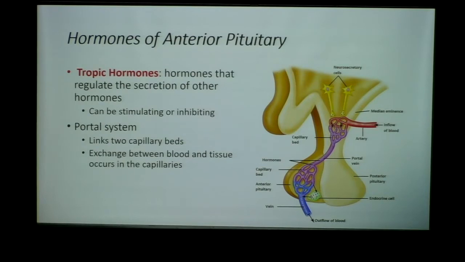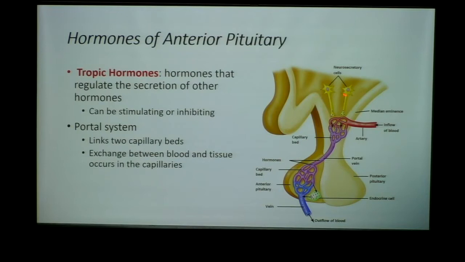Okay. So let's speak about tropic hormones here. We'll talk about tropic hormones and the portal system. Okay. Now, tropic hormones are the hormones that are released from the hypothalamus, from these neurosecretory cells, and they travel to the anterior pituitary here. Okay. Very important to distinguish what happens in the posterior pituitary, those two hormones that we just mentioned, from what's happening here in the anterior pituitary.